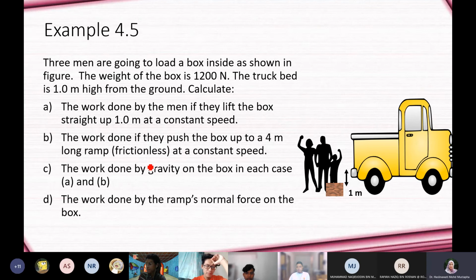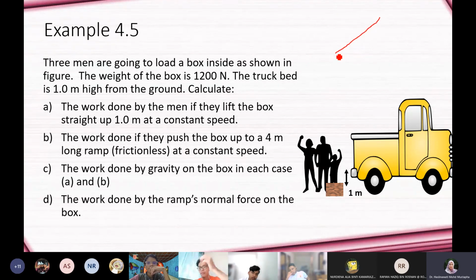A, the work done by the men if they lift the box straight up, at a constant speed. So the box is lifted straight up, so the force is upward. For B, the work done if they push the box up a 4 meter long ramp. So there is a ramp, for example like this. This is 1 meter, and this is 4 meters.